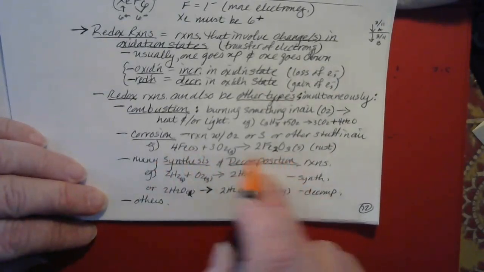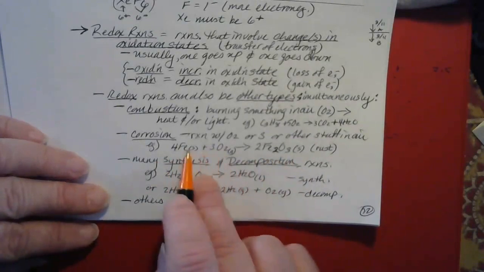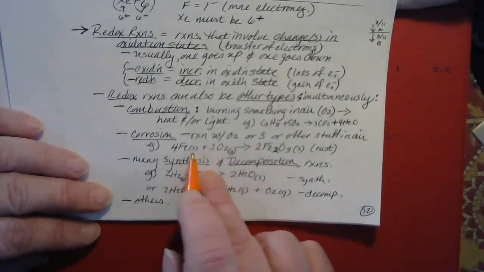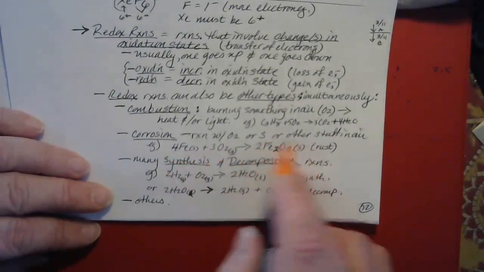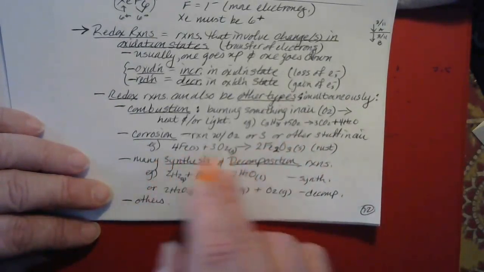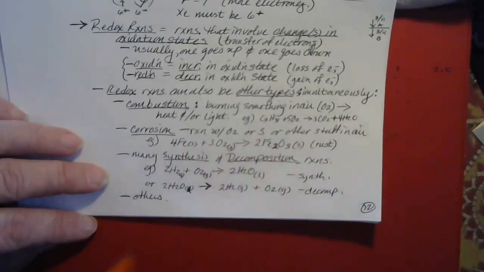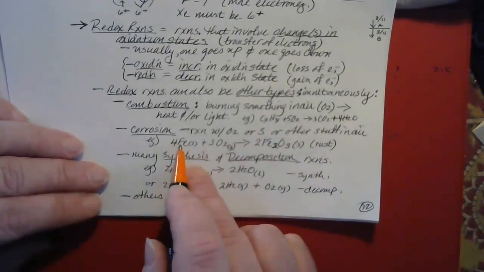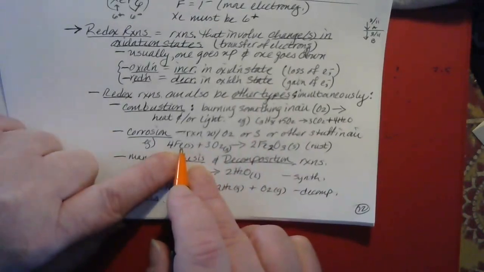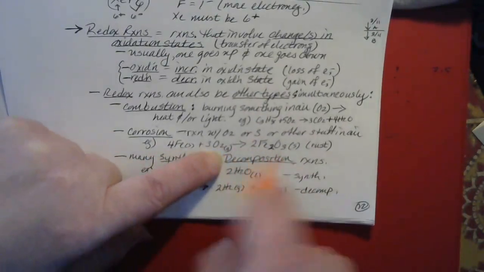This is actually also known as a synthesis reaction because you've taken smaller, simpler substances, in this case 2 elements, and created a larger, more complicated compound out of them. So when you have 2 or more reactants and 1 product, that's usually considered to be a synthesis also. And in this case, the iron is being oxidized and the oxygen is being reduced.